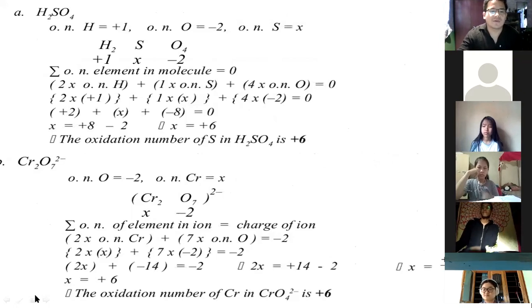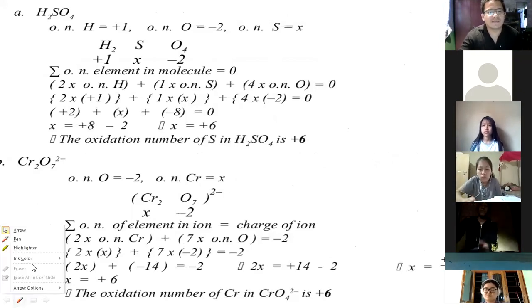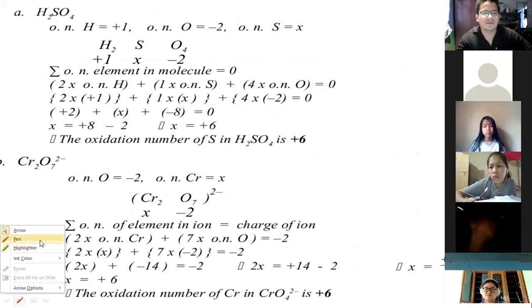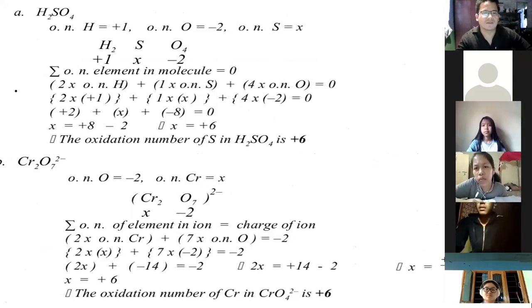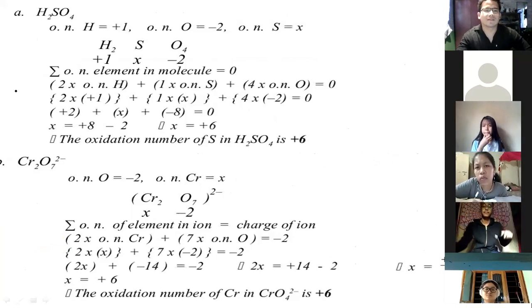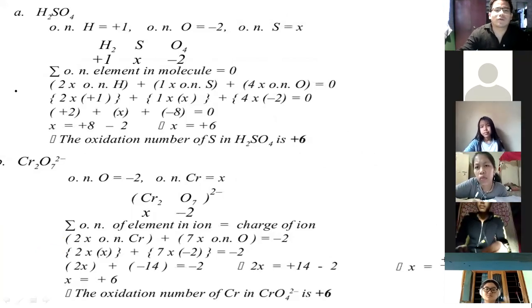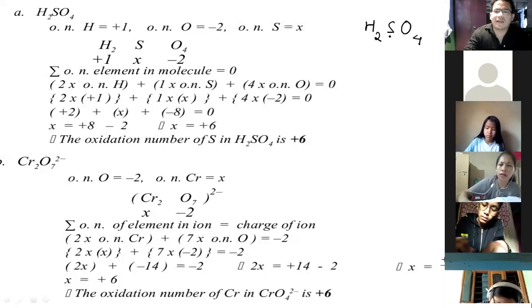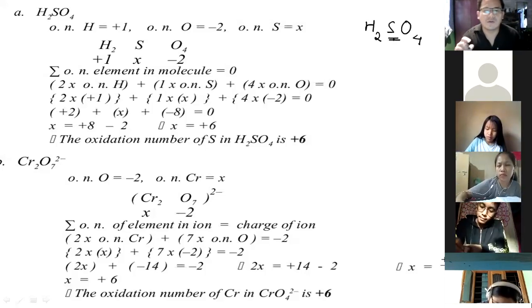In sulfuric acid and in the dichromate ion of potassium dichromate, this question will be asked. I will give you a home assignment on this. Find the oxidation state of sulfur in sulfuric acid. Find the oxidation state of the underlying species.